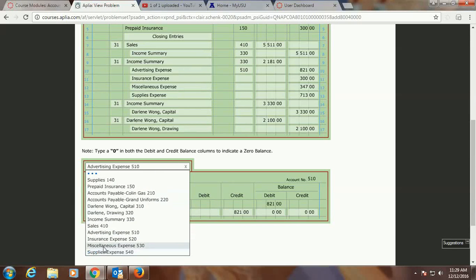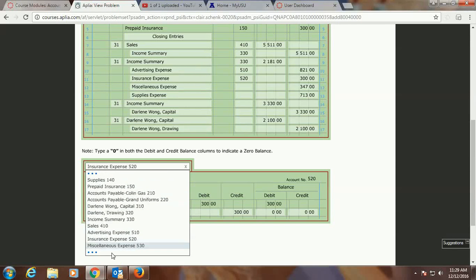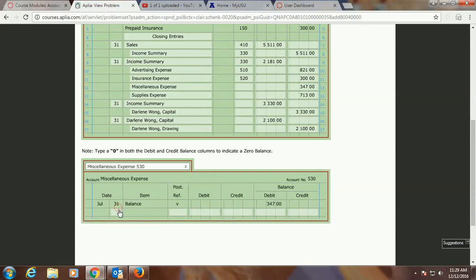I go to the next account, insurance expense, on the 31st, G4. Looks like it's a credit of 300. Now it has a zero balance, and I put the account number 520 in the general journal post reference column. Go to miscellaneous expense. I know I picked up the pace a little bit, but I think you understand what we're doing. We're getting ready for the next fiscal period by closing these accounts out, giving them a zero balance. So that's a credit to miscellaneous expense, and I take the account number 530 and put it in the post reference column.